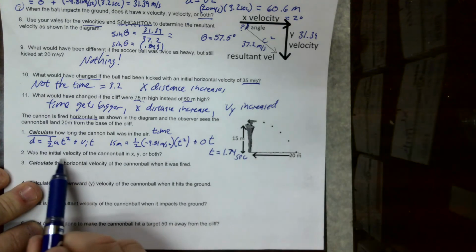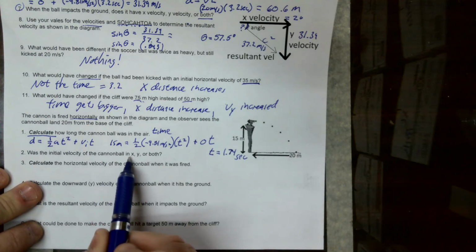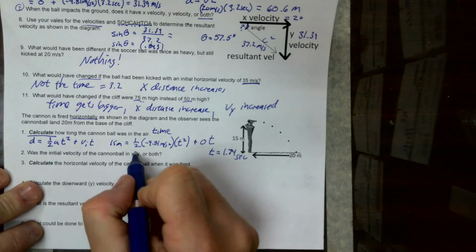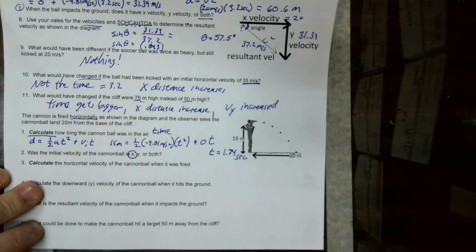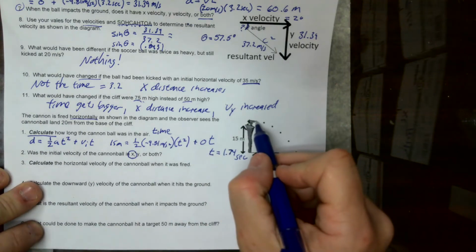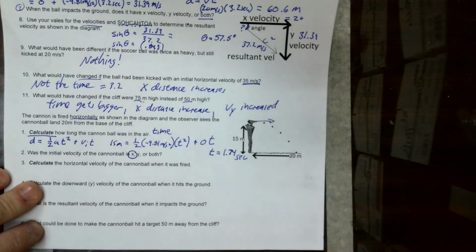Okay. Now, was the initial velocity of the cannonball in x, y, or both? It was only in x because it was fired horizontally. It wasn't aimed up or down, so there was no initial y velocity.